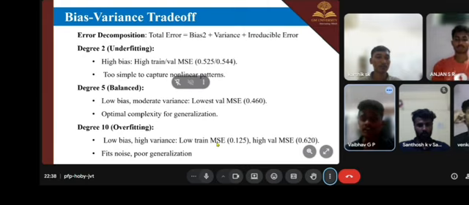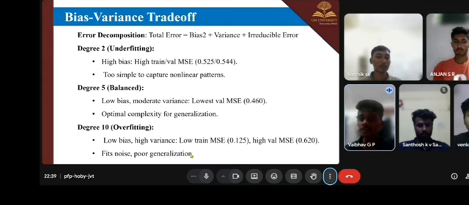The degree 2 model has high bias, meaning it is too simple. Both training and validation errors are high, showing underfitting. At degree 5, the model achieves the best balance. The validation error is the lowest, which means it generalizes well without overfitting. The degree 10 model has very low bias but very high variance. It memorizes the training data instead of learning patterns. This is called overfitting. So overall, degree 5 gives the best trade-off between bias and variance. It generalizes well, making it the most suitable model among the three.